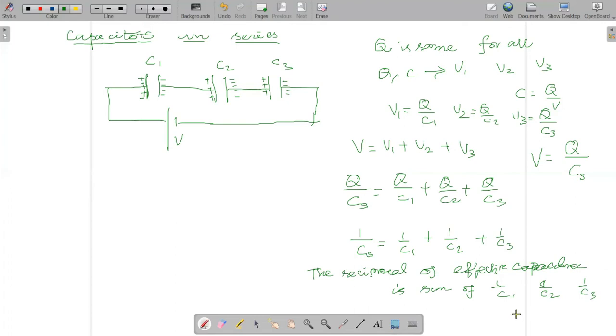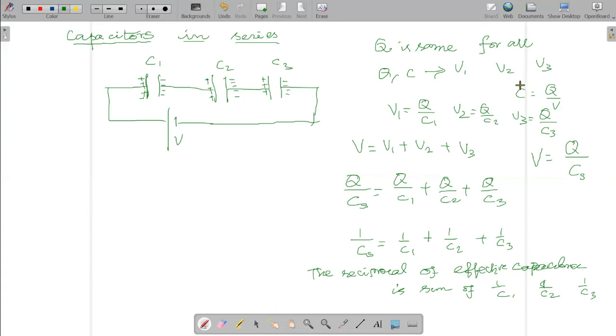But again, I want to repeat. Now I'm going to explain capacitors in series. Let us take 3 capacitors, or 4, anything can be taken. Take C1, C2, C3, all 3 capacitors connected to a battery of V volt in series. When they are connected in series, the same charge will be developed in each capacitor, but the potential will split into V1, V2, V3. So same charge, potential splits.